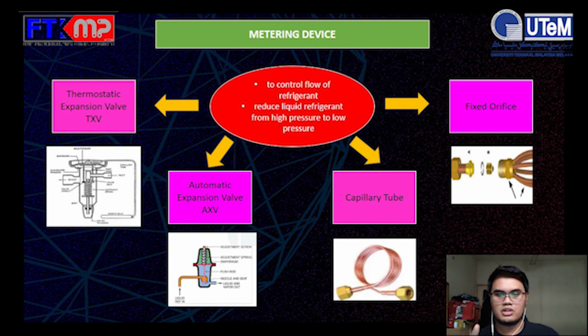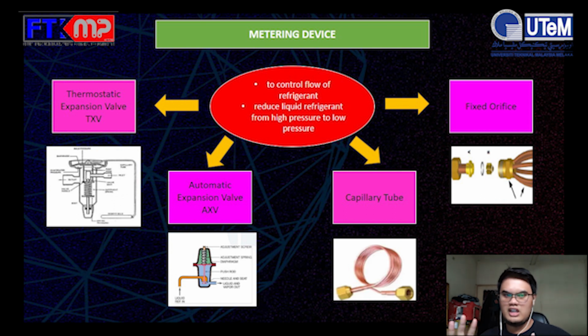We're going to talk about the TXV first. The TXV is known as the thermal expansion valve. It's a modulating type of metering device that feeds the appropriate amount of refrigerant to the evaporator. It has two types: externally equalized valve and internally equalized valve.